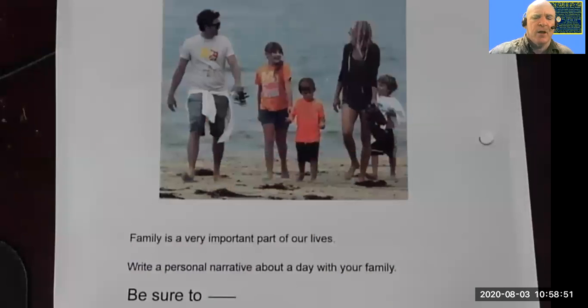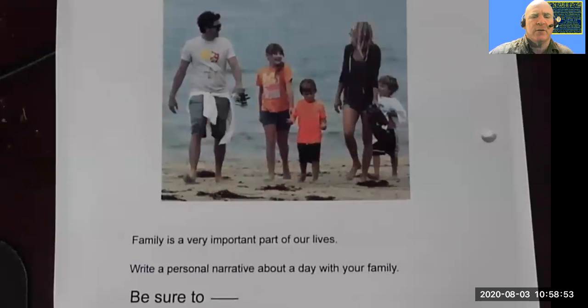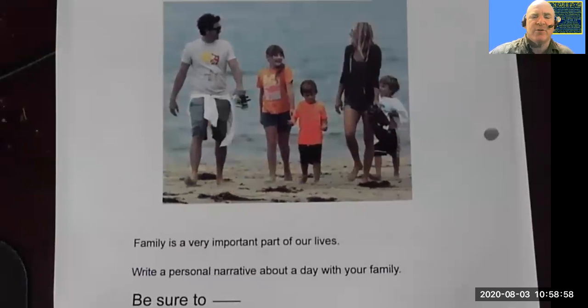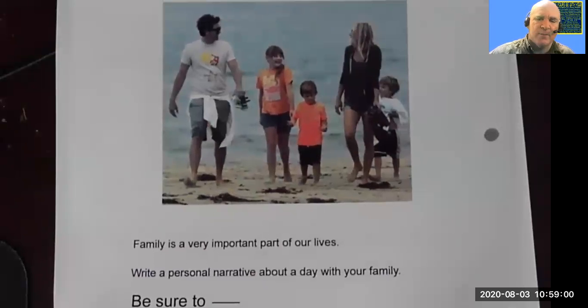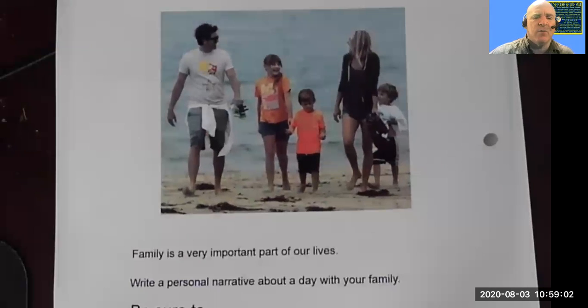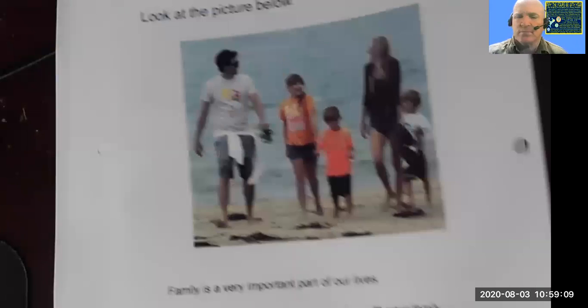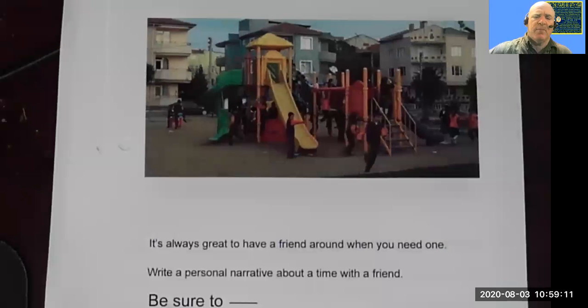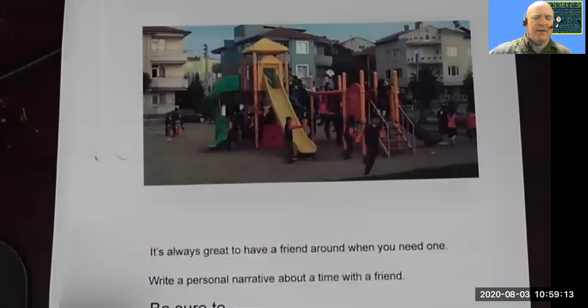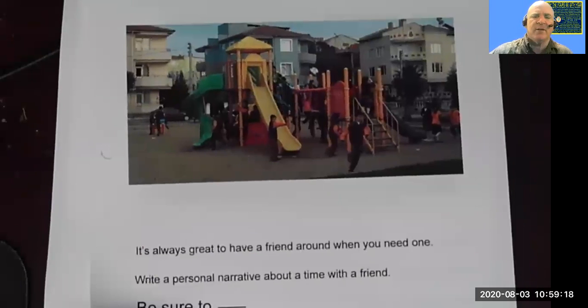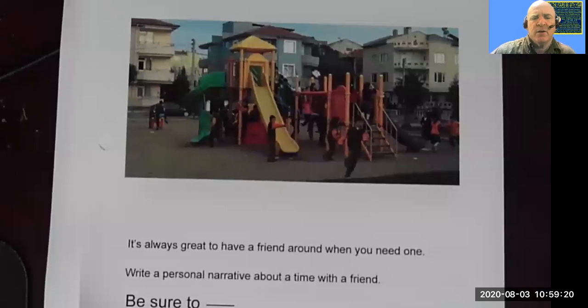Write about a day with your family. So it doesn't say if it's positive or negative, as long as it's a day with your family. This one looks like it's at the beach, but it can be anywhere as long as it's a day with the family. I'm going to call that a neutral prompt. About a time with a friend. Again, it's a neutral prompt because it doesn't say if the time has to be positive or negative. It could be positive based on what you see there, the jungle gym.